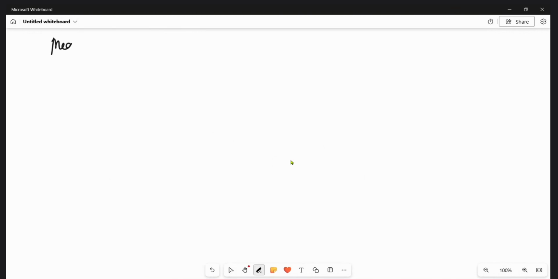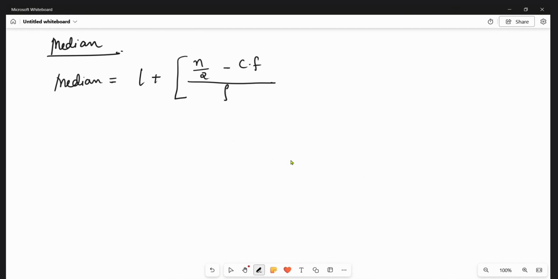Write down the formula first, then we'll calculate. Median. So median means what? It is the middle number. We are trying to calculate the middle number in the data. That is called the median. So median is equal to L plus (n by 2 minus CF) divided by F into H.